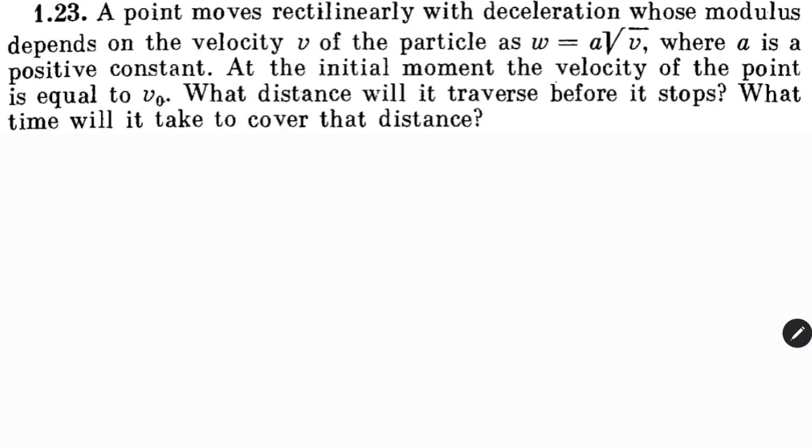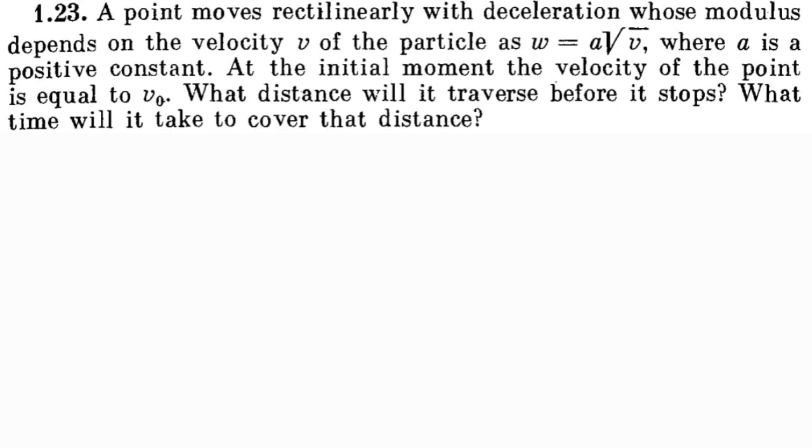So we are dealing with problem number 1.23 of the Irodov solving series, and the problem is stating a point moves rectilinearly with deceleration whose modulus depends on the velocity v of the particle as a equals alpha root v, where alpha is a positive constant. At the initial moment the velocity of the point is equal to v naught. What distance will it traverse before it stops? What time will it take to cover the distance?